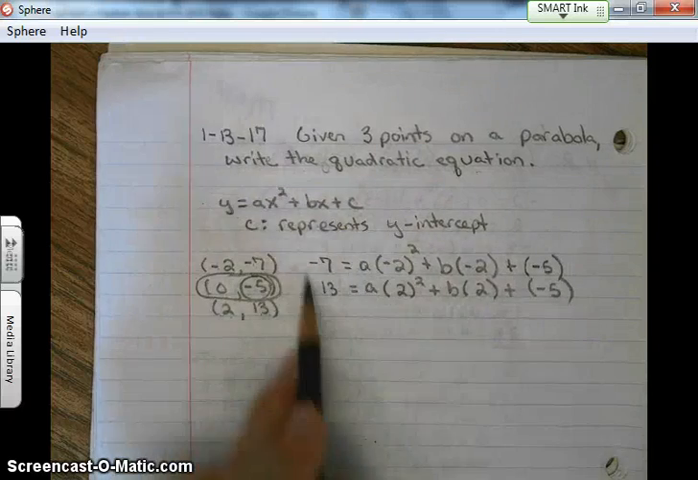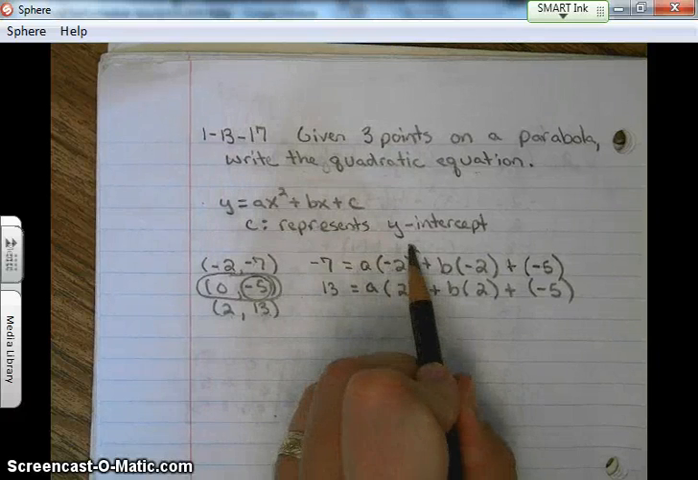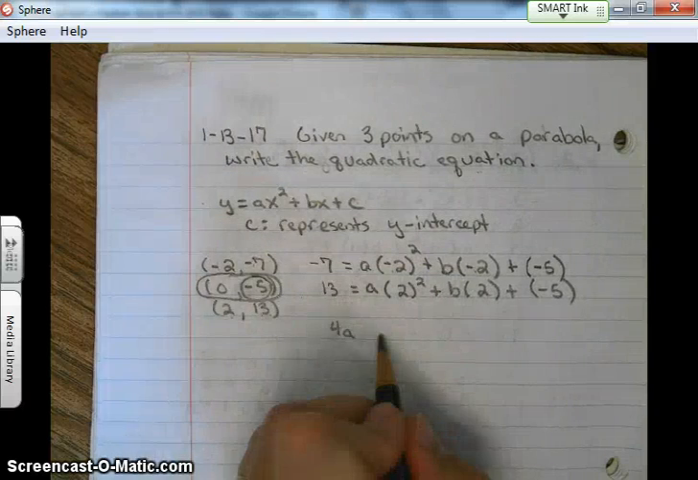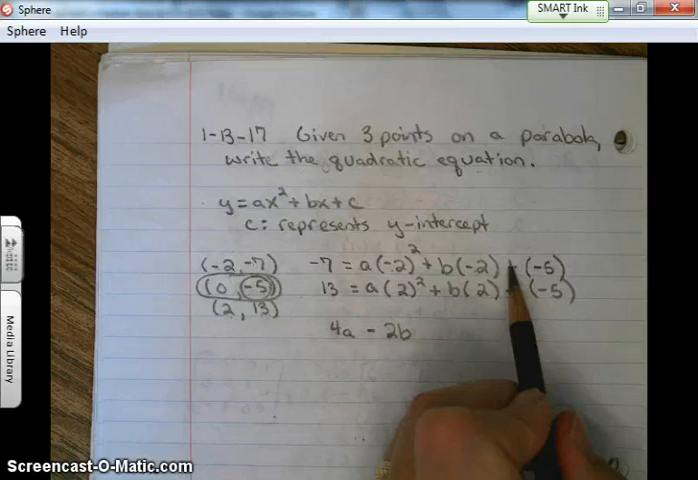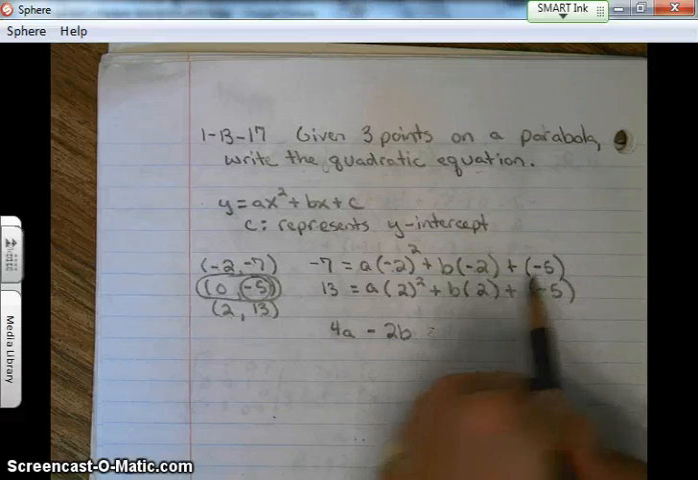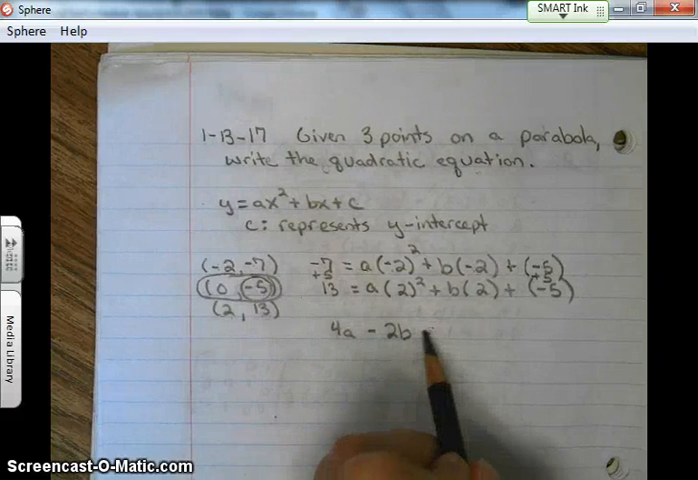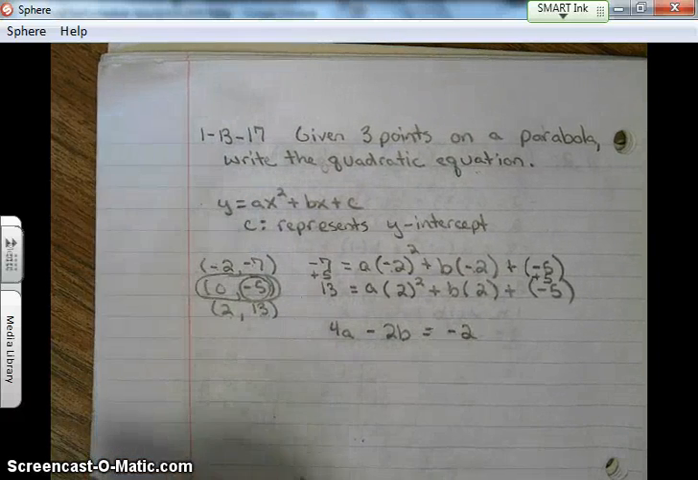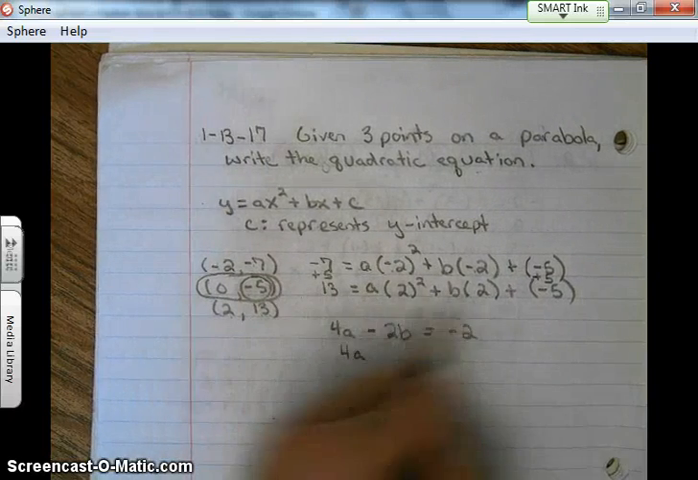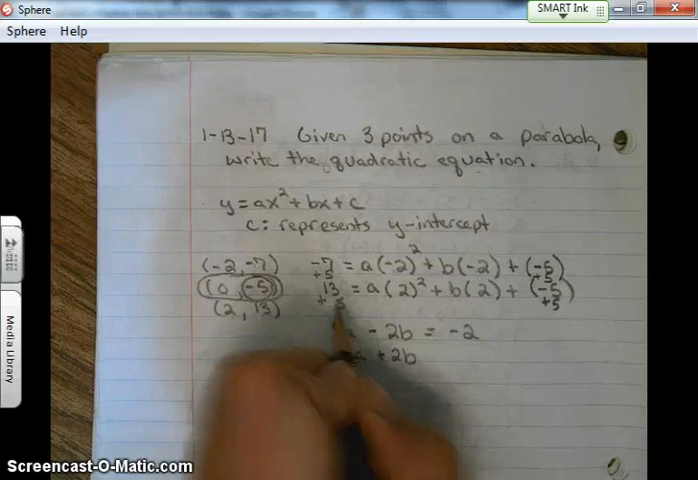So the next thing we're going to do is rewrite this, simplify it and clean it up. So I'm going to start right here. -2 squared is 4, so we have 4a. Okay, -2 times b is -2b. And I'm going to go ahead and add the 5. So that's going to equal -2. Same thing, cleaning this one up, we have 4a, 2b, add the 5, so we get 18.